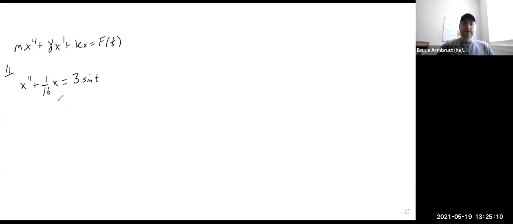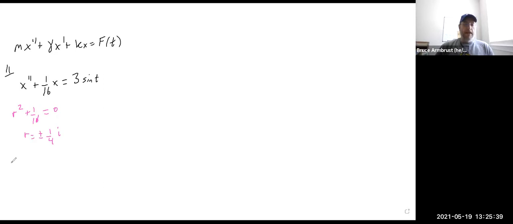We'll worry about initial conditions in a minute, but let's actually just solve this first. So we'll start with the homogeneous. We'll get our fundamental set of solutions. So we get r squared plus 1/16 equals 0. So r is equal to plus or minus 1/4 i. Just move that over and take the square root. It is negative, so it does lead to the complex.